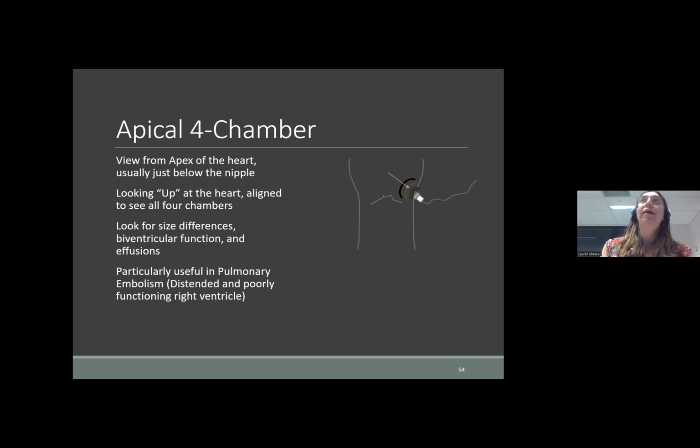You're looking up at the heart, and it's aligned to try and see all four chambers. You're looking for size differences in those chambers, some assessment of biventricular function, and of course, looking for those effusions. This view is the one where you'll often see evidence of significant right heart problems and function and distension, and that's often used in the assessment of pulmonary embolism in the previously well but now breathless and potentially chest pain patient.